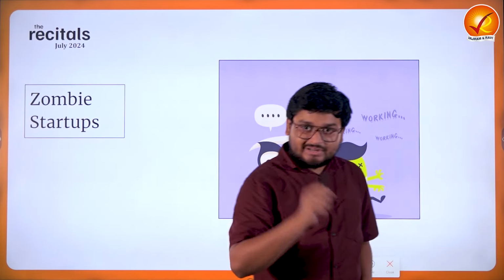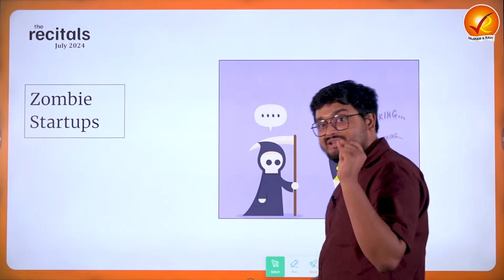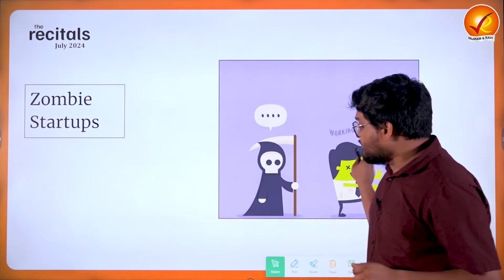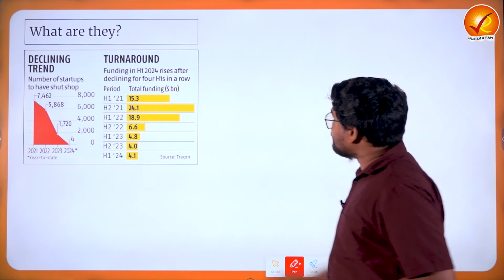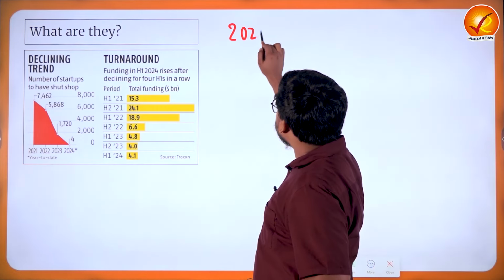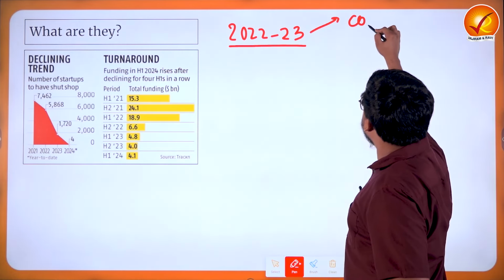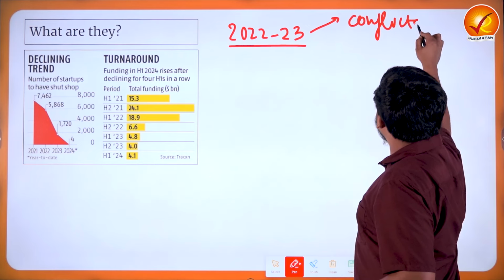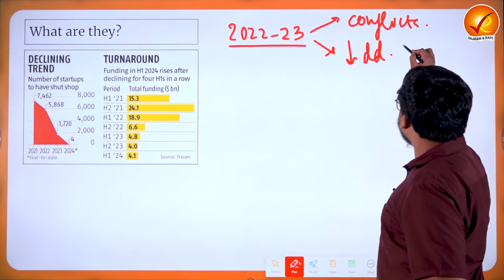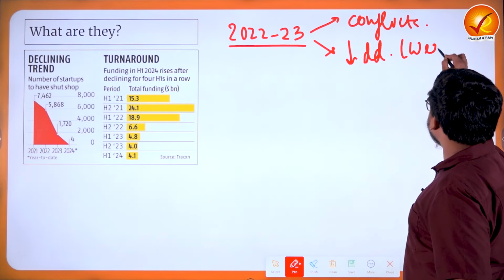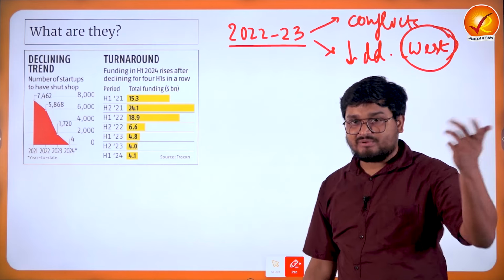Now coming to the last article today, we'll be discussing the zombie startups, which are in the news right now. We'll be trying to understand what these startups are all about. Now, from 2022 to 2023 onwards, we have seen many global conflicts. We have been seeing decreasing demand from the Western nations because of their demographic profile, they are aging over a period of time.